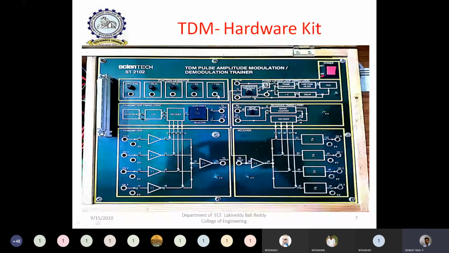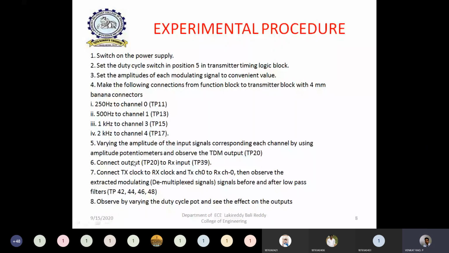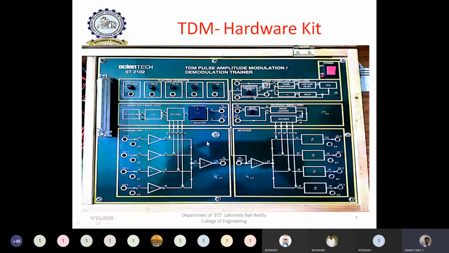Here, actually there is an experimental procedure, but I am not going through each and every point of it. I am directly going through this hardware kit, and by looking at the kit itself, I am going to explain the procedure of doing this experiment. The first step is to observe the number of input signals given in this kit. Why? Because in order to multiplex different signals, first of all we need to select some number of signals. Here we are going to select 4 different signals, and all 4 are sinusoidal signals.